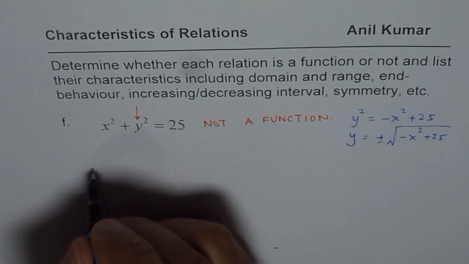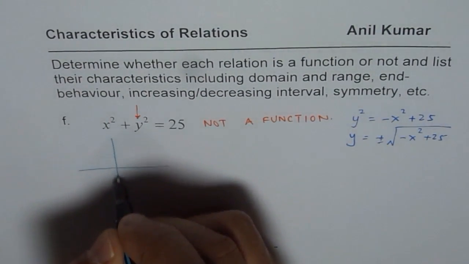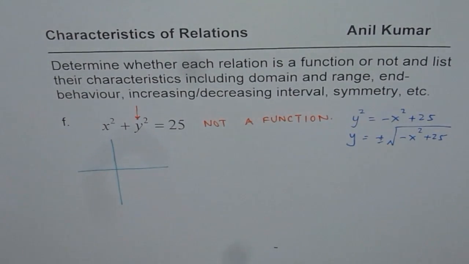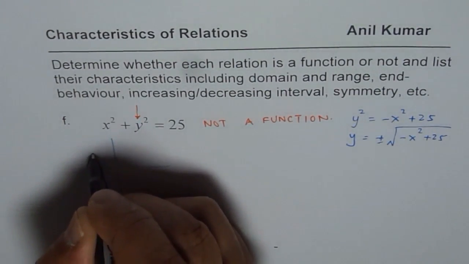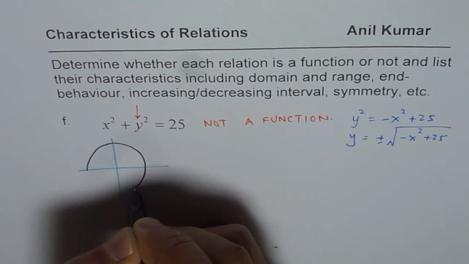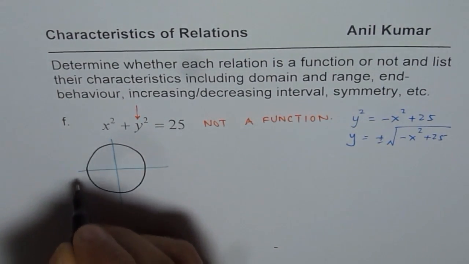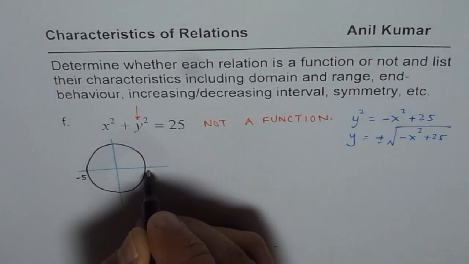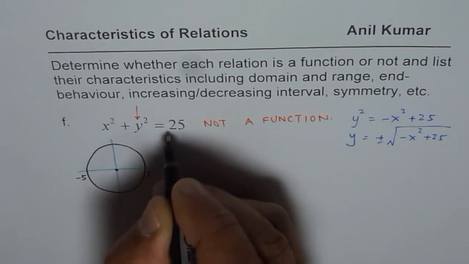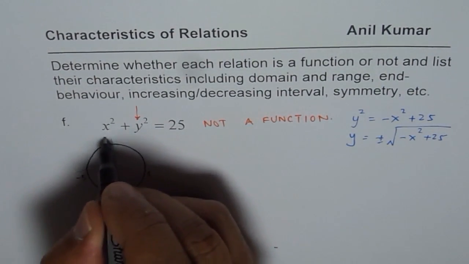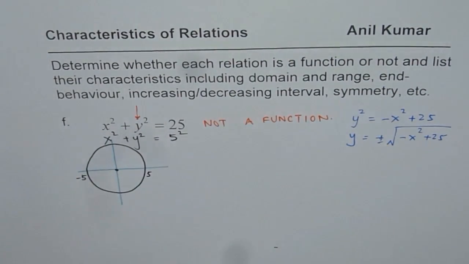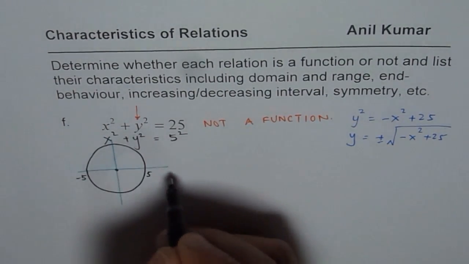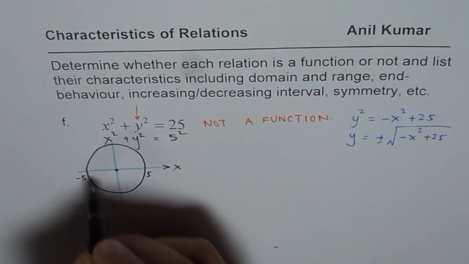Now let us sketch this relation. You know, x² + y² = 25 is a circle, correct? So it is a circle with radius of square root of 25. The square root of 25 is 5, right? So you could write this as x² + y² = 5². That is the equation of a circle with radius 5, correct? So this is the x value.